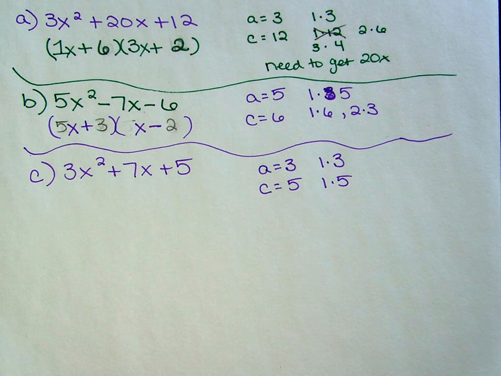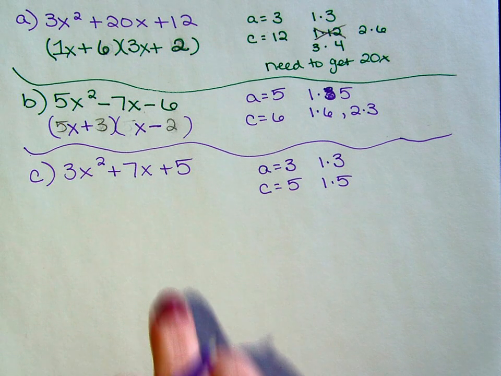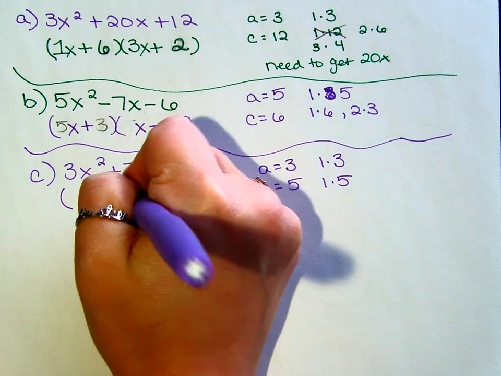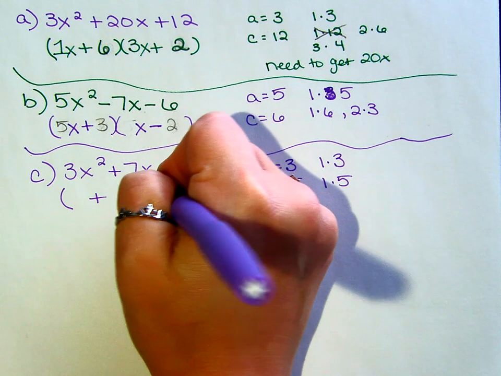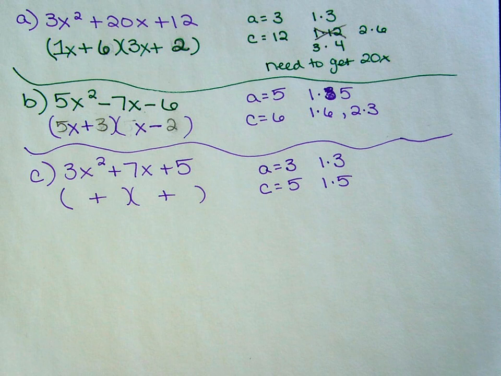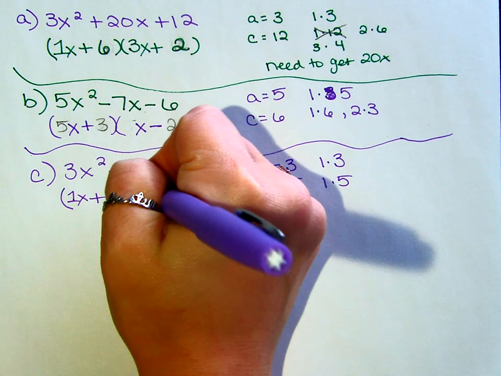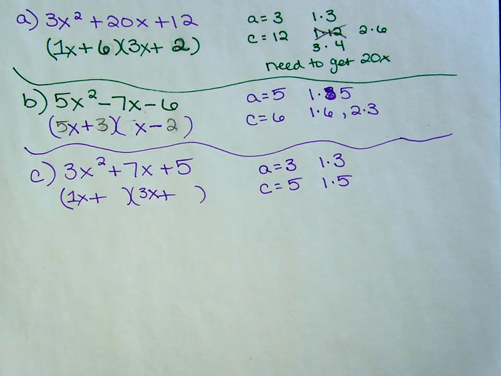The other thing that's really nice about this one is they're both positive in here, which means inside of my binomial, it's going to be positive, positive. So this one's not too shabby. I know I will have a 1x and a 3x because I have to get to 3x squared. Because the signs are both positive, it doesn't matter where I stick those. So the only thing that's going to change is where I stick my 1 and my 5.